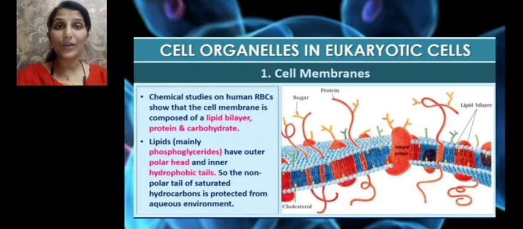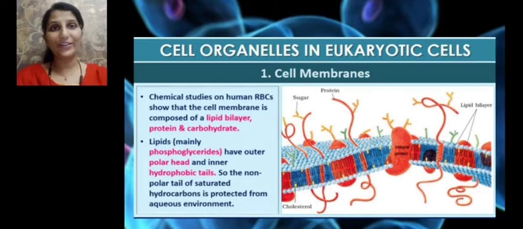So what do we learn so far? The cell membrane or plasma membrane is made up of three components. They are a lipid bilayer, proteins, and carbohydrates. The lipid is made up of two parts. Each lipid is made up of phosphoglycerides and has two parts, the head and a tail region. The tail region is non-polar and hydrophobic, whereas the head region is hydrophilic. And the non-polar region of the tail, which is made up of saturated hydrocarbon, is protected from the aqueous environment because it is lying embedded on either side by the polar head region.